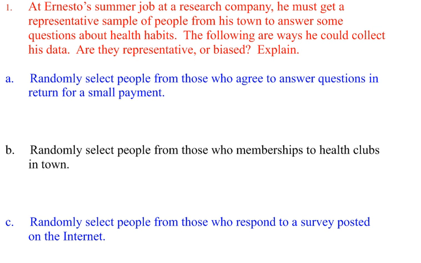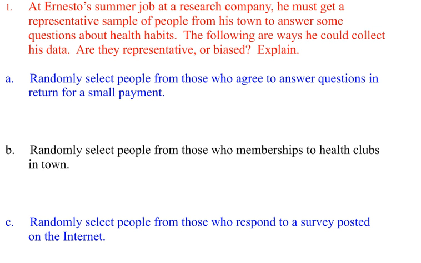Last thing we're going to talk about is our accelerated math examples. It says, at Ernesto's summer job at a research company, he must get a representative sample of people from his town to answer some questions about health habits. The following are ways he can collect his data. Are they representative or biased? Representative means not biased. They represent the sample. Biased, of course, means that it doesn't represent the sample. So we're going to explain.